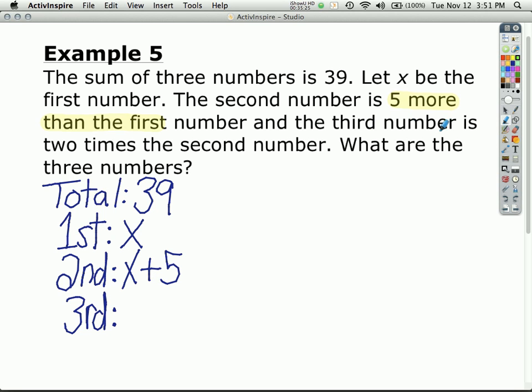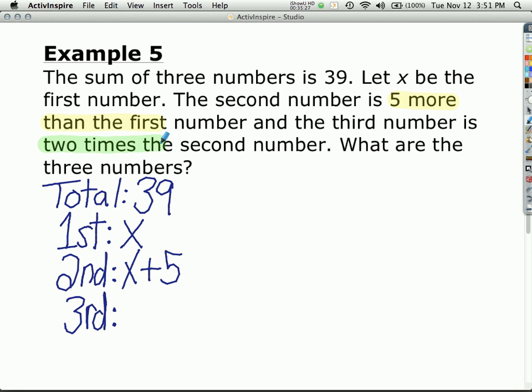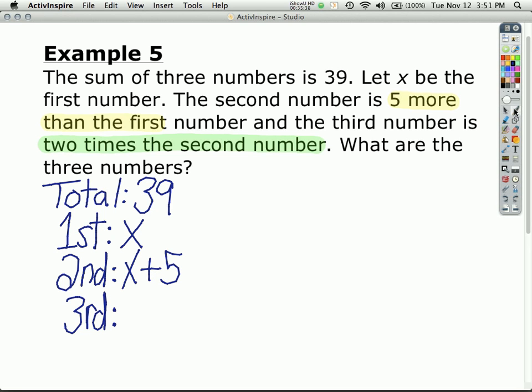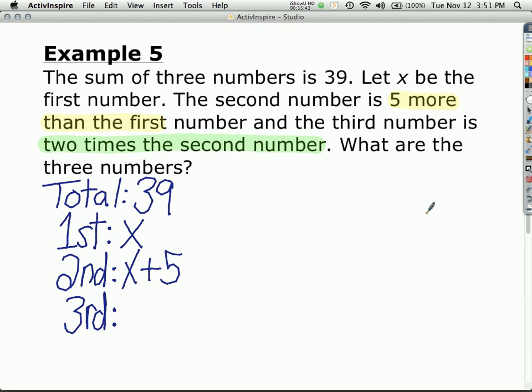It says the third number is 2 times the second number. So how do I represent that? Annabelle? 5x. Okay, 2 times 5x. I know why you said that. So 2 times is definitely going to come into play. 2 times x plus 5. But now I got to make sure I write things correctly. This wasn't hard to write, and this wasn't hard to write. But this is not simple to write. Is that the correct way to write it?